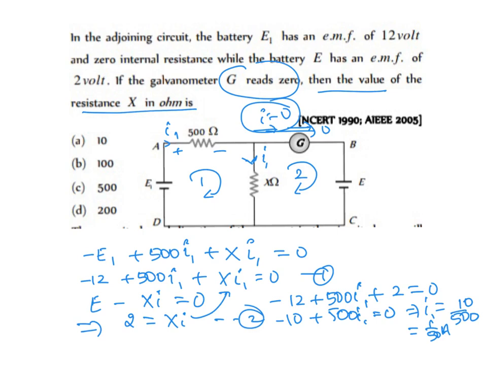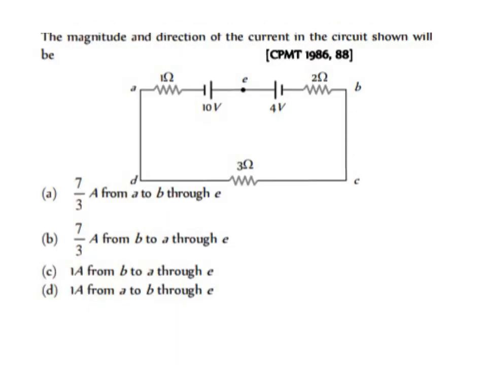So that's the reason why from equation number 2 I can say that 2 is equal to xI. I is how much? 1 divided by 50. So therefore x is equal to 50 into 2, that is 100 ohm. So x is equal to 100 ohm. So option B is the right answer for this particular question. Go to the next problem.